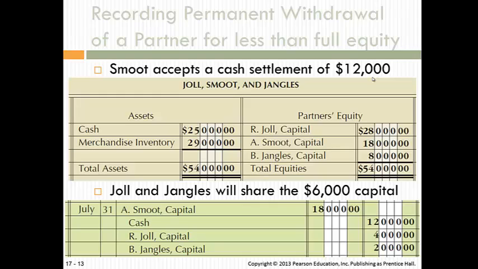That means there's 3 parts, and Joel gets 2 out of the 3, and Jangles gets 1 out of the 3. If we divide $6,000 into 3 parts, that's $2,000 per part. If Joel gets 2 parts, and 1 part is $2,000, then Joel gets $4,000. Jangles gets 1 part, so that's $2,000.